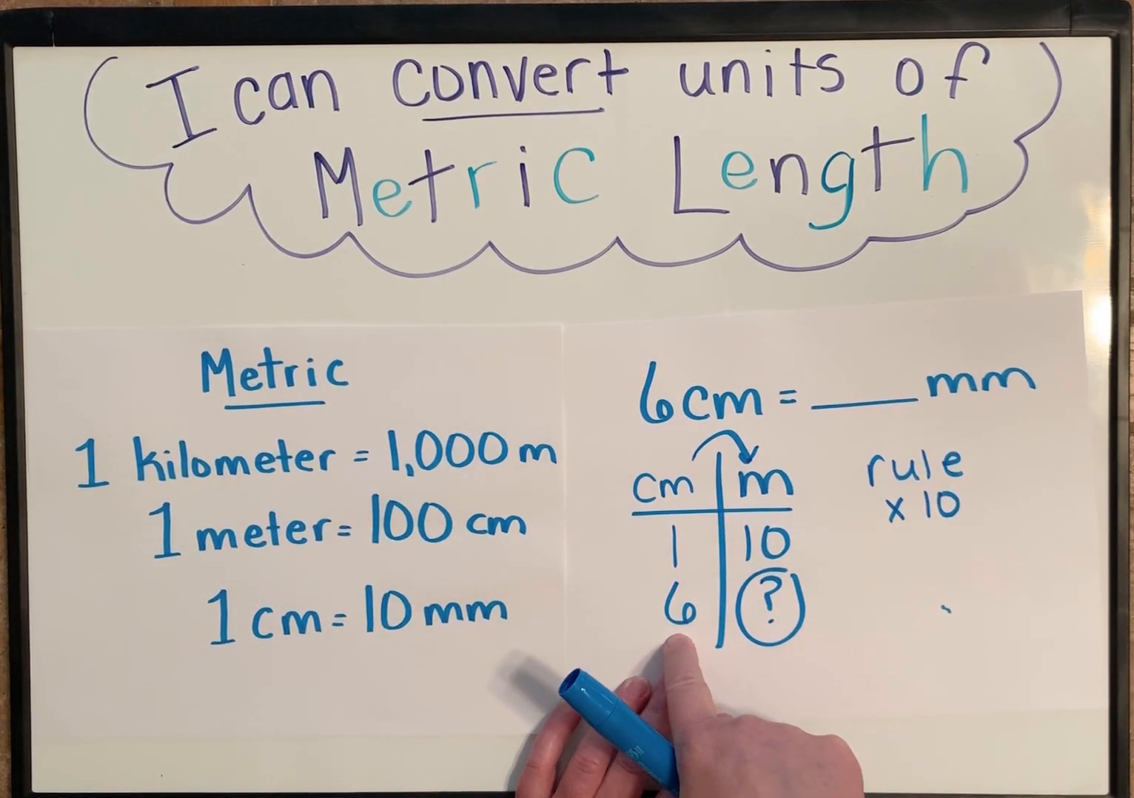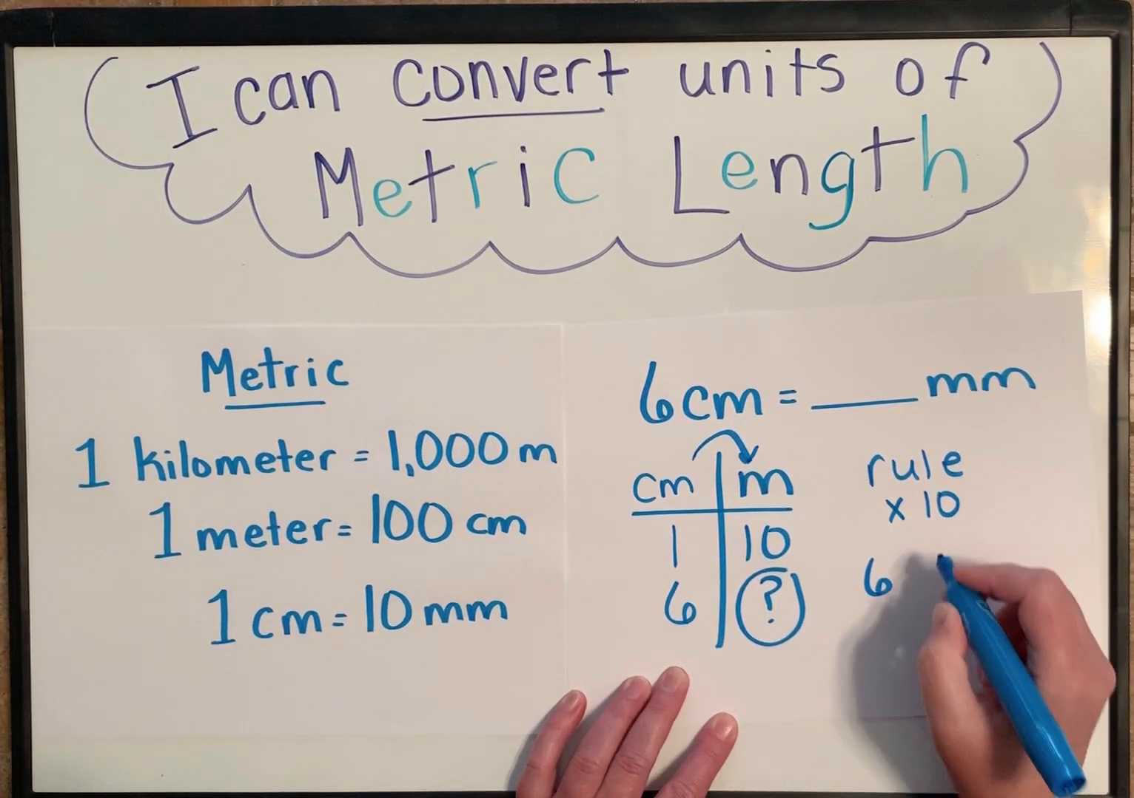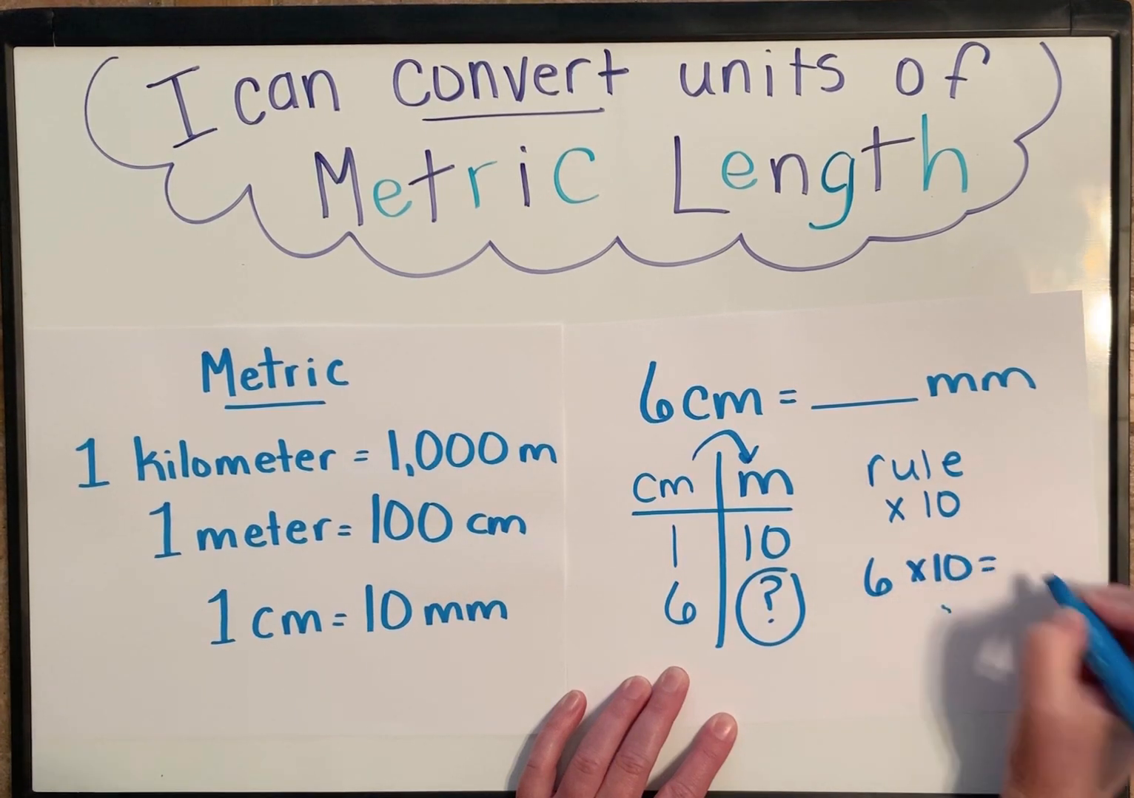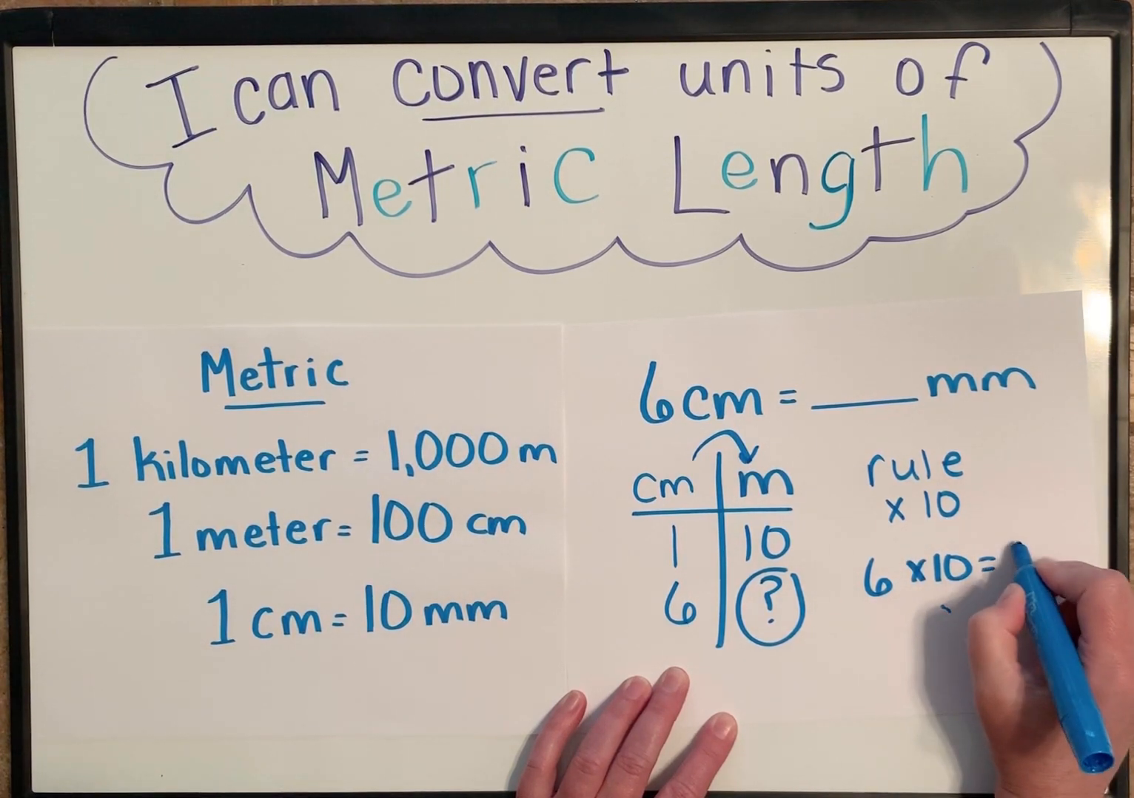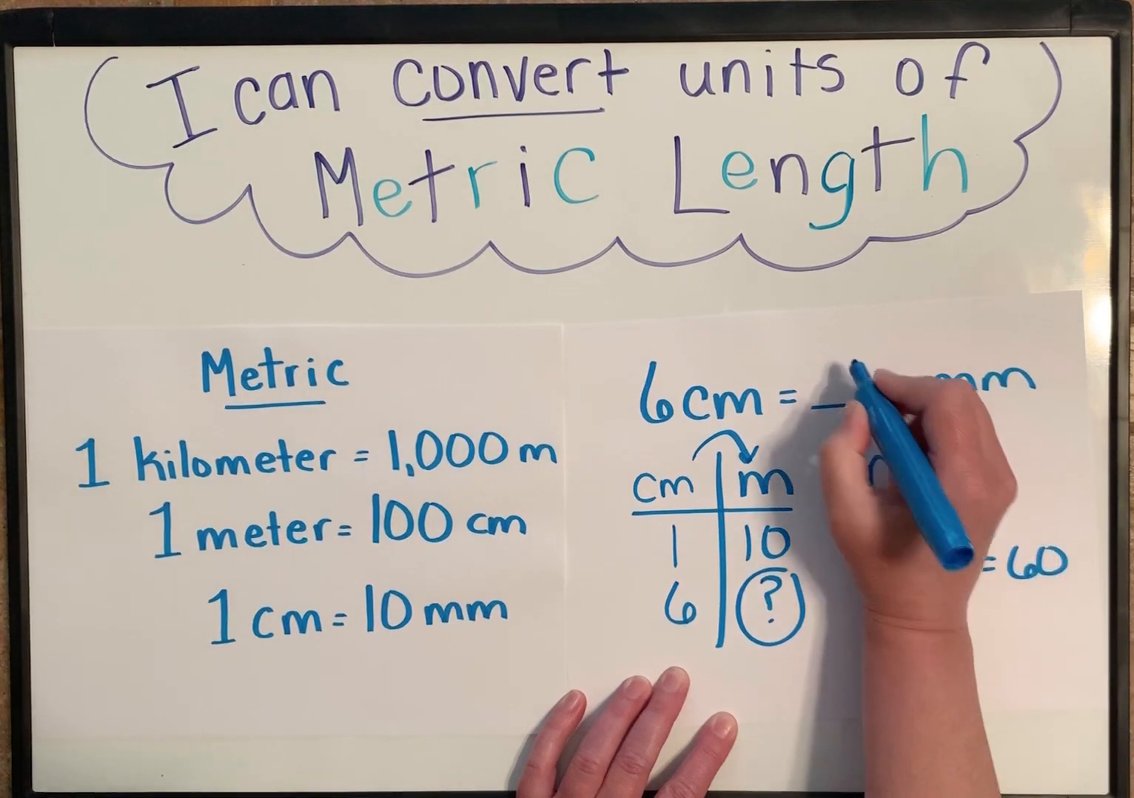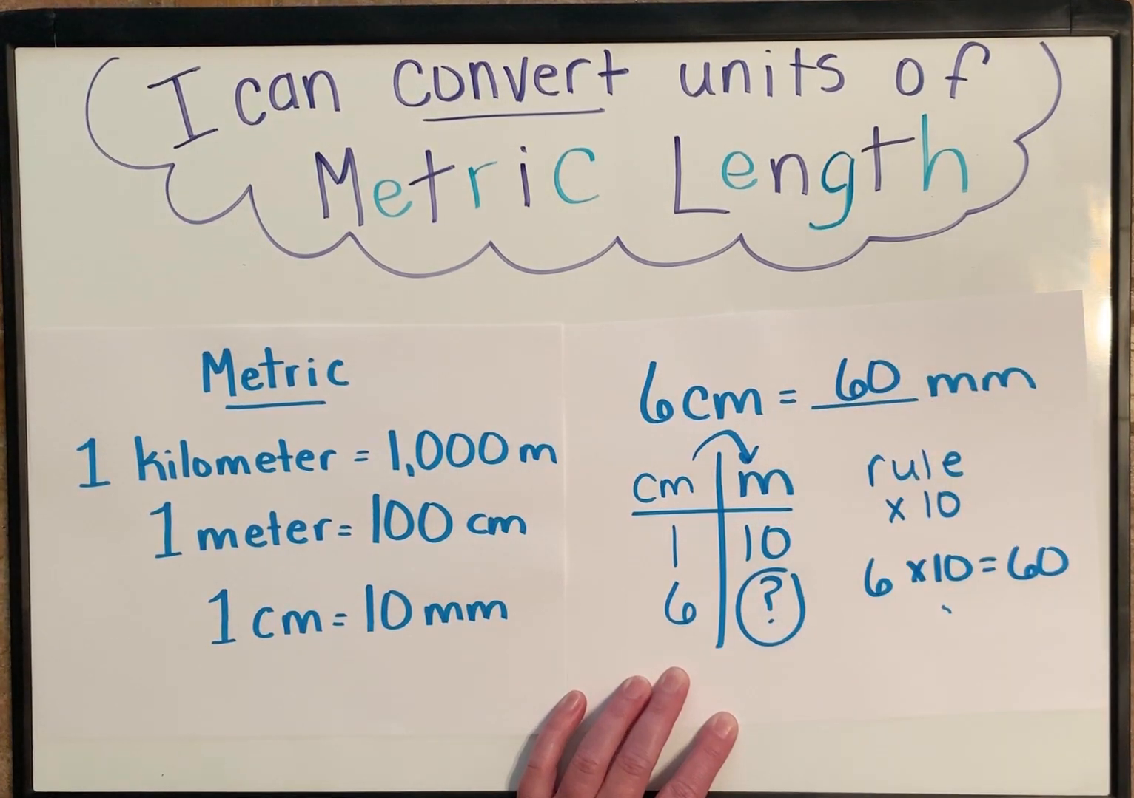So you literally take your 6 centimeters, apply the rule. What is 6 times 10? That's right, 60. 60 millimeters.